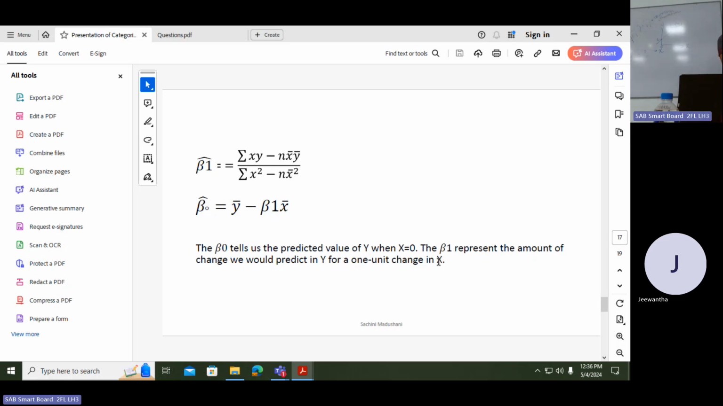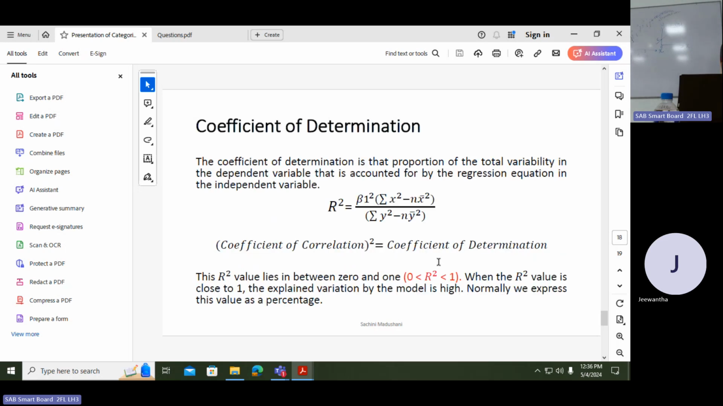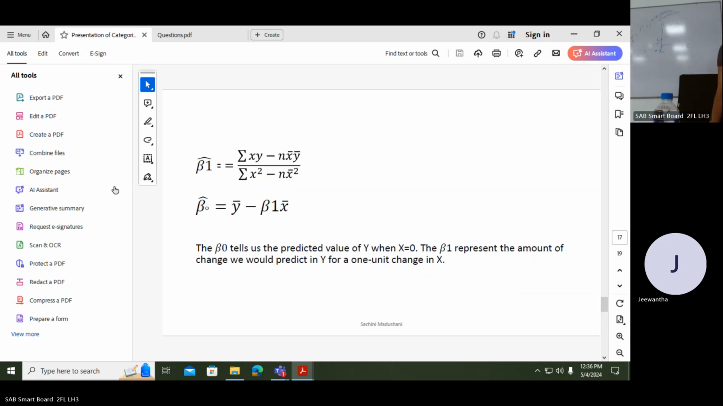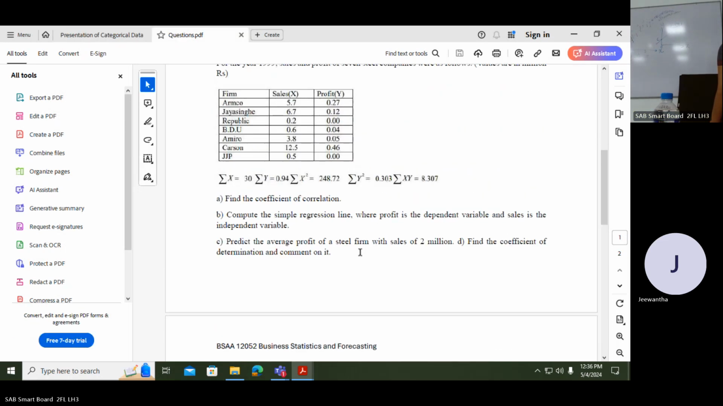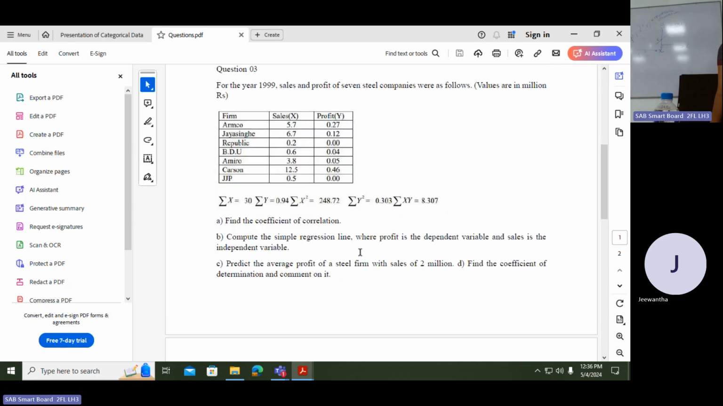Okay, that expresses beta 1. Understood? Okay, then we move into the example. Last week we did question number 3, no? Finding the correlation coefficient. Then using these values, first you find out the beta naught value and beta 1. The figures are given, no? Then you can easily find it. Hurry up.